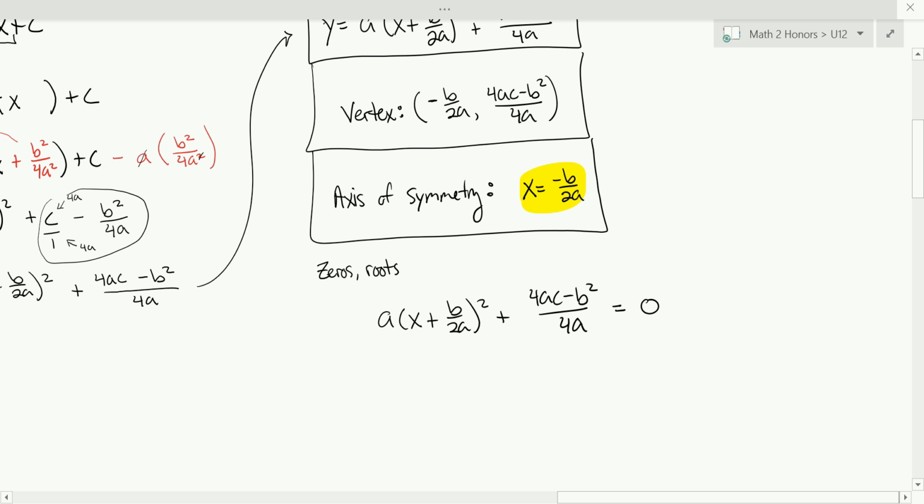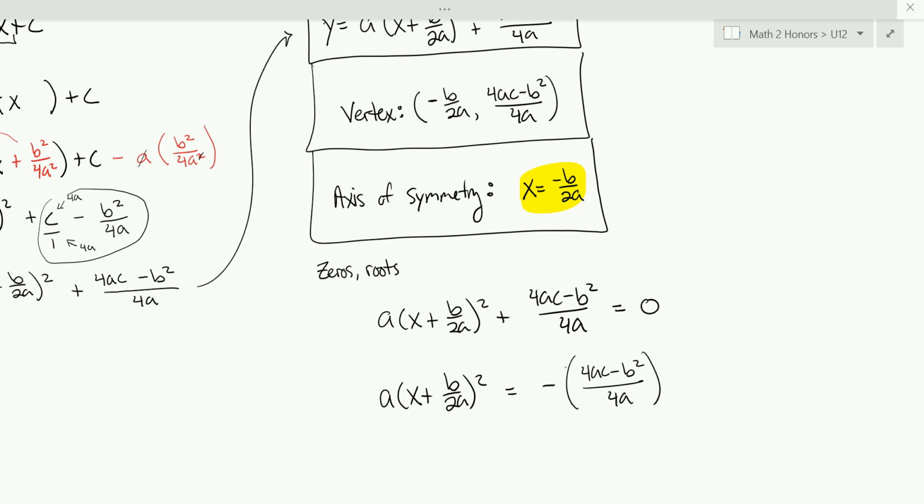You think about what you've done this process. It just didn't look like this. Subtract this big piece here, right? Subtract that fraction at the end. So we get a times (x + b/2a)² is equal to negative whatever that fraction is, (4ac - b²)/4a. So I just subtracted it, just moved it over.